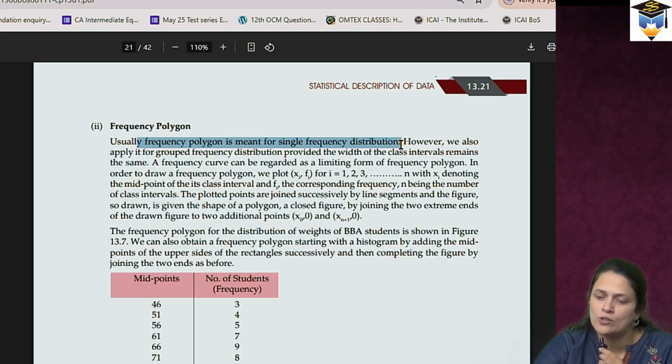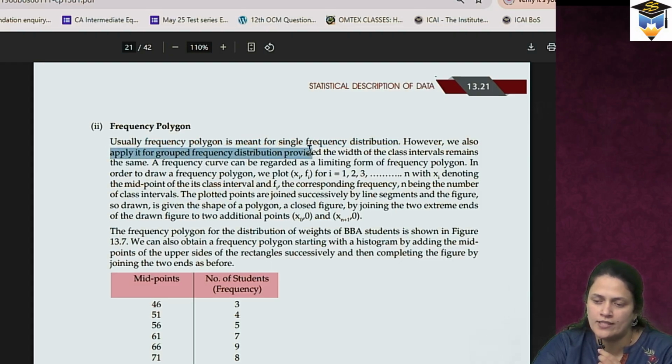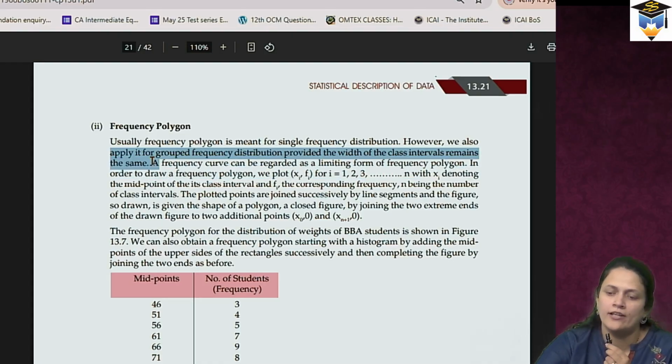However, we can also apply it for a group frequency distribution, provided the width of the class interval remains the same. Write this point: apply it for group frequency distribution provided the width of the class interval remains the same. Please write down the part which I have marked.